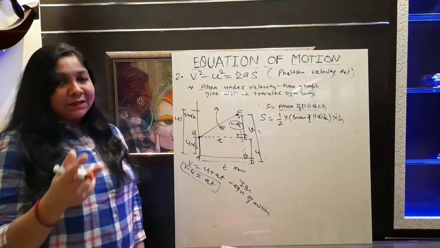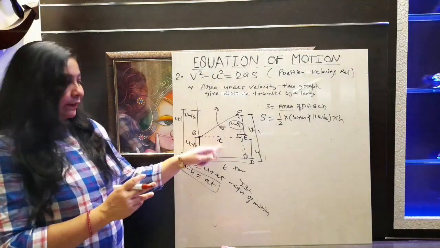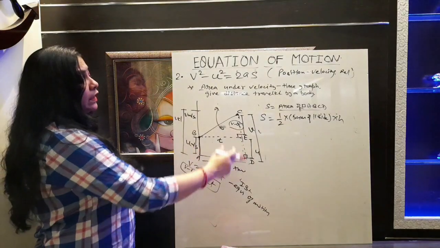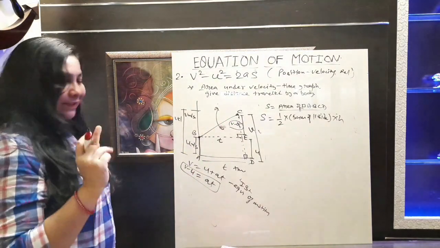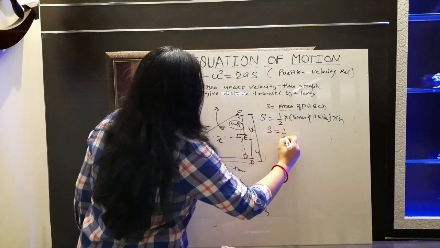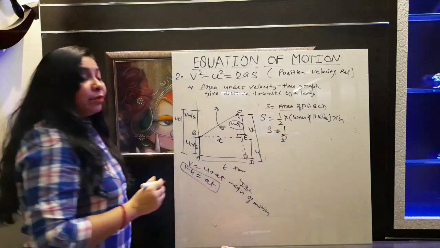So to derive S is equal to ut plus half at square, we will split our figure in two parts, rectangle and triangle, and to derive the third equation we will use the area of trapezium formula for the same graph. Now just write here half. What is the sum of parallel sides?